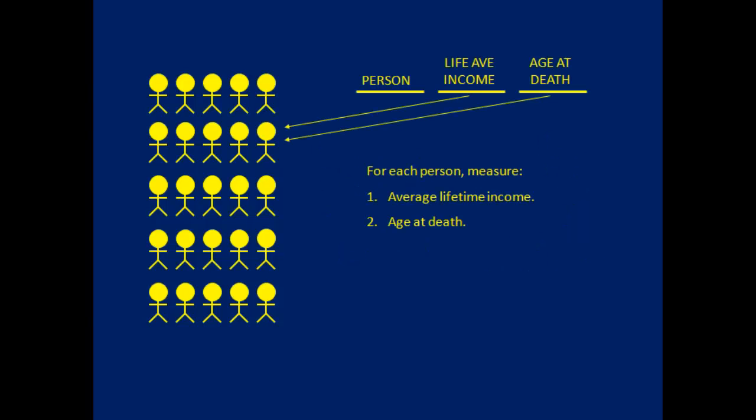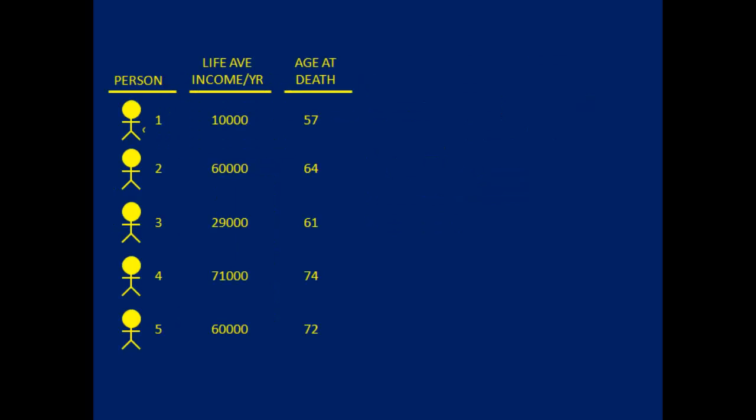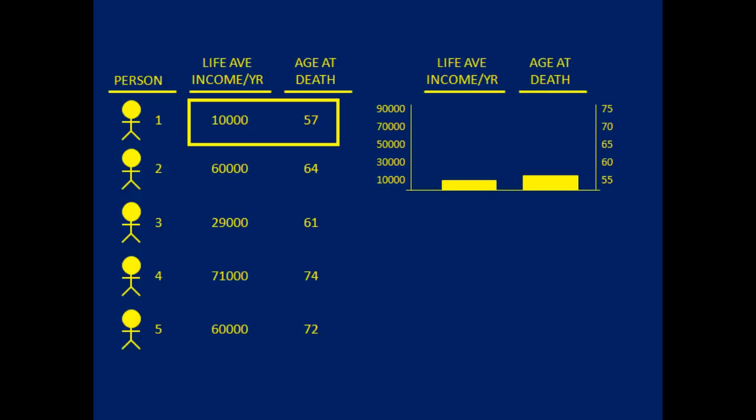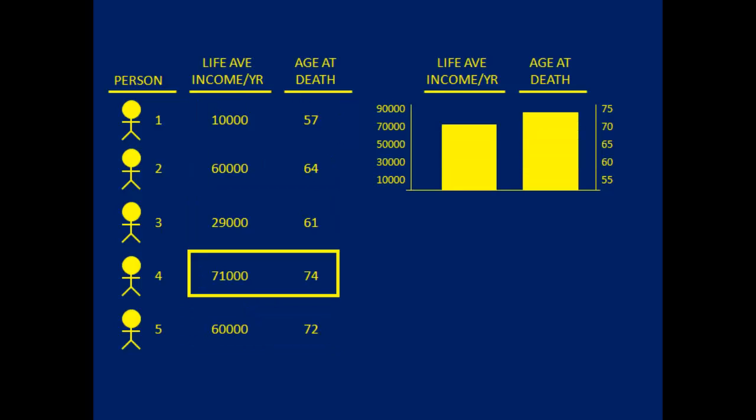And we said that in order to look at this, we would first have to measure both lifetime average income and the age at death for every person in our data set. And we said that we would take that information and arrange it like this. We would have a row of data for each individual, with their lifetime average income and their age at death, one row for each person. And then we were going to look at the patterns in the data by moving through each row in our data set to see if there were any patterns in the data.